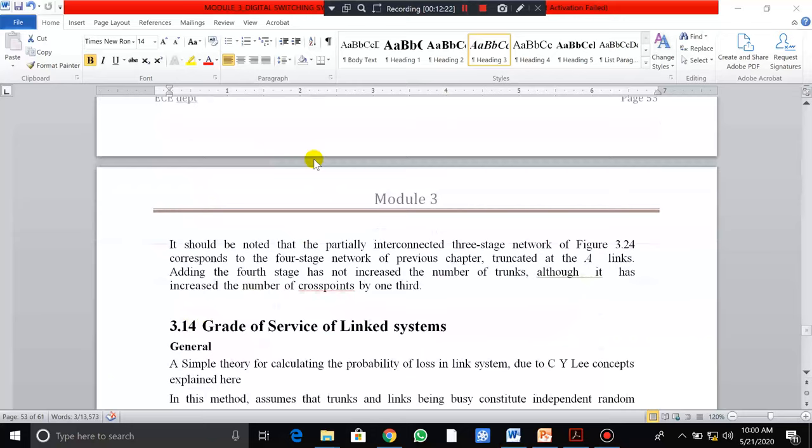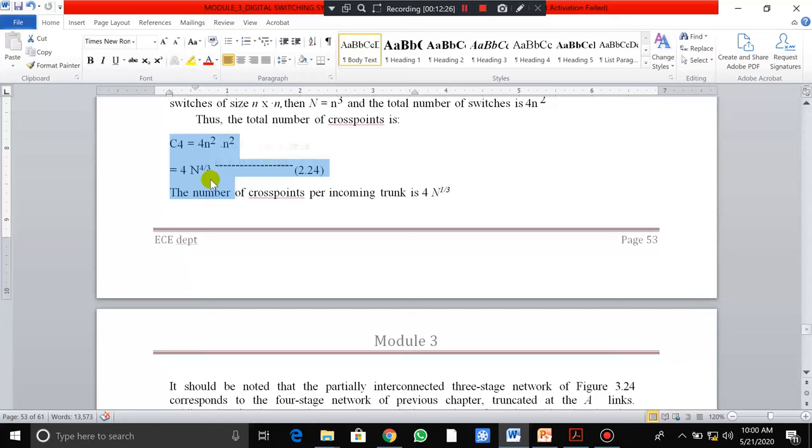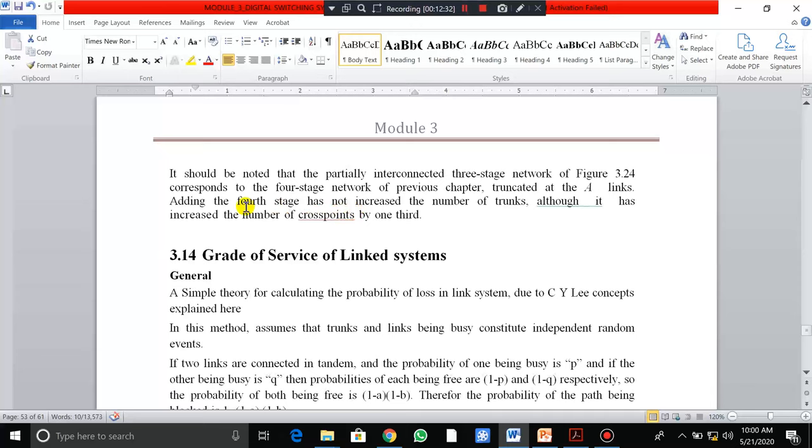So this is the formula for the four-stage network, like what we have for two-stage and three-stage, that is C3, C2, and similarly this one. Next, it should be noted that the partially interconnected three-stage network corresponds to the four-stage network from what we discussed in the last chapter, which is truncated at a link. Adding the fourth stage has not increased the number of trunks, although it has increased the number of cross points by 1/3. That means the number of trunks will not increase when you move from three-stage to four-stage. The only thing is that the number of cross points will increase.